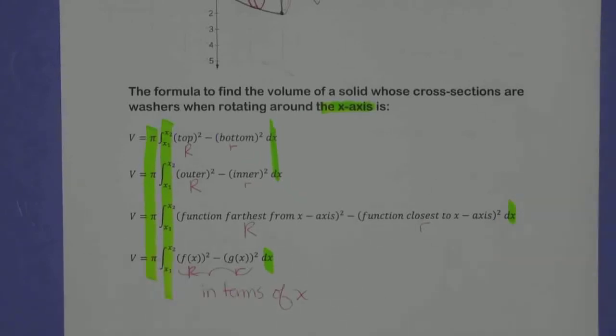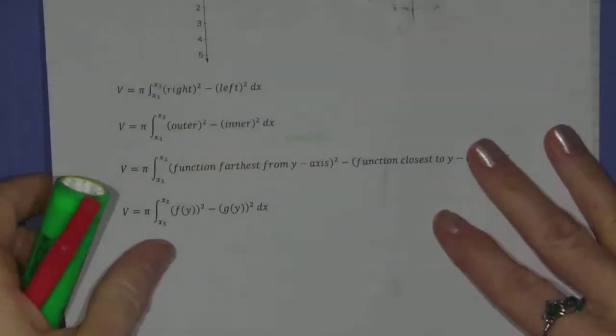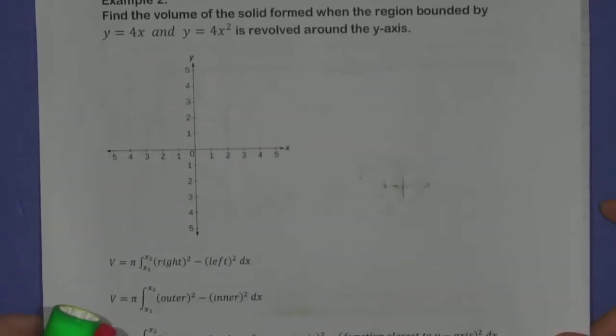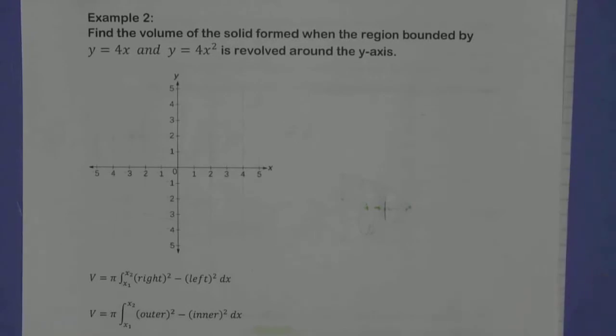Okay, so our last example for this video is on the back. And of course, here, I just want to take you around the y-axis. So how does the y-axis revolution change things? Well, not much. It just means we're going to have to get everything, including our bounds, in terms of y.